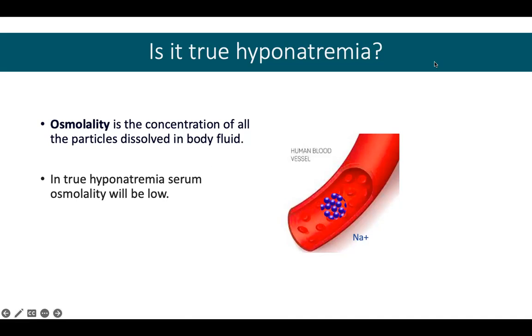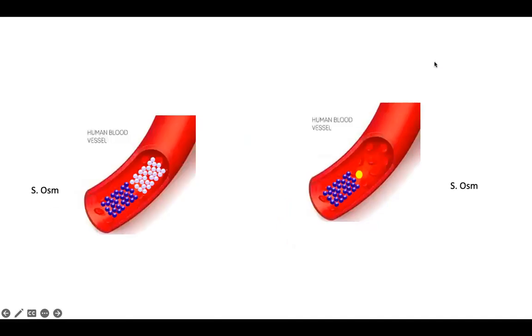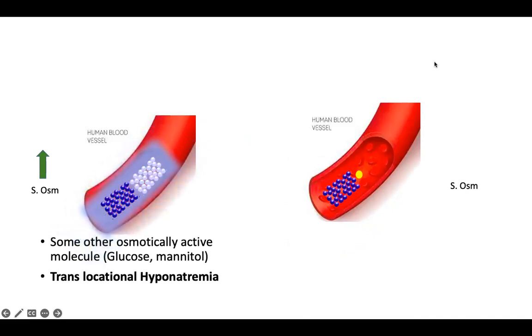So, if you have hyponatremia and you see that the serum osmolality is normal or high, that means you are not dealing with a true hyponatremia. So, that is why you want to check the osmolality. Now, what do you mean? If you have hyponatremia and you find that the serum osmolality is high, that means blood is having some other osmotically active substance apart from sodium in it, which is drawing fluid inside the vessels, which is leading on to translocational hyponatremia. This happens when you are having hyperglycemia, like in DKA, or when you are administering mannitol.